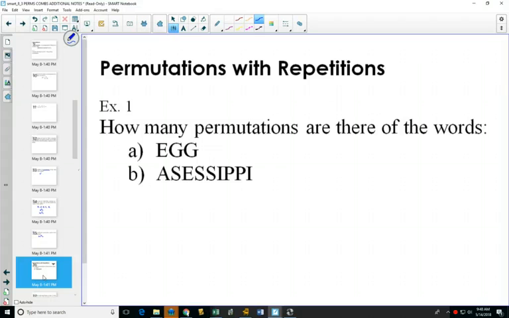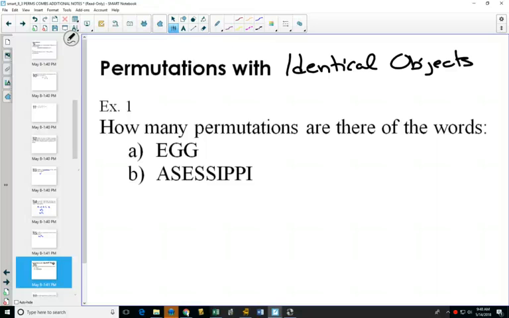Now, what I'd like you to do, just so that it matches with our textbook, and I like the name the textbook has better: permutations with identical objects.